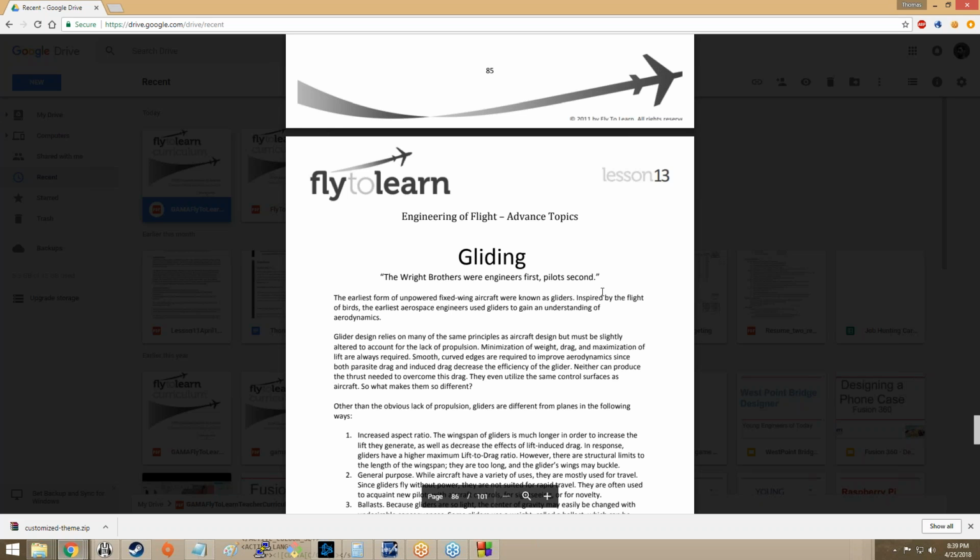So the earliest form of unpowered fixed-wing aircraft were known as gliders, which were inspired by the flight of birds. Early aerospace engineers used gliders to gain an understanding of aerodynamics. Glider design relies on many of the same principles as aircraft design, but must be slightly altered to account for the lack of propulsion. You want to minimize weight and drag, and you want to maximize lift. Always with gliders, you want smooth, curved edges to improve aerodynamics, since both parasite drag and induced drag decrease the efficiency of the glider. And the glider can't produce thrust to overcome this drag.